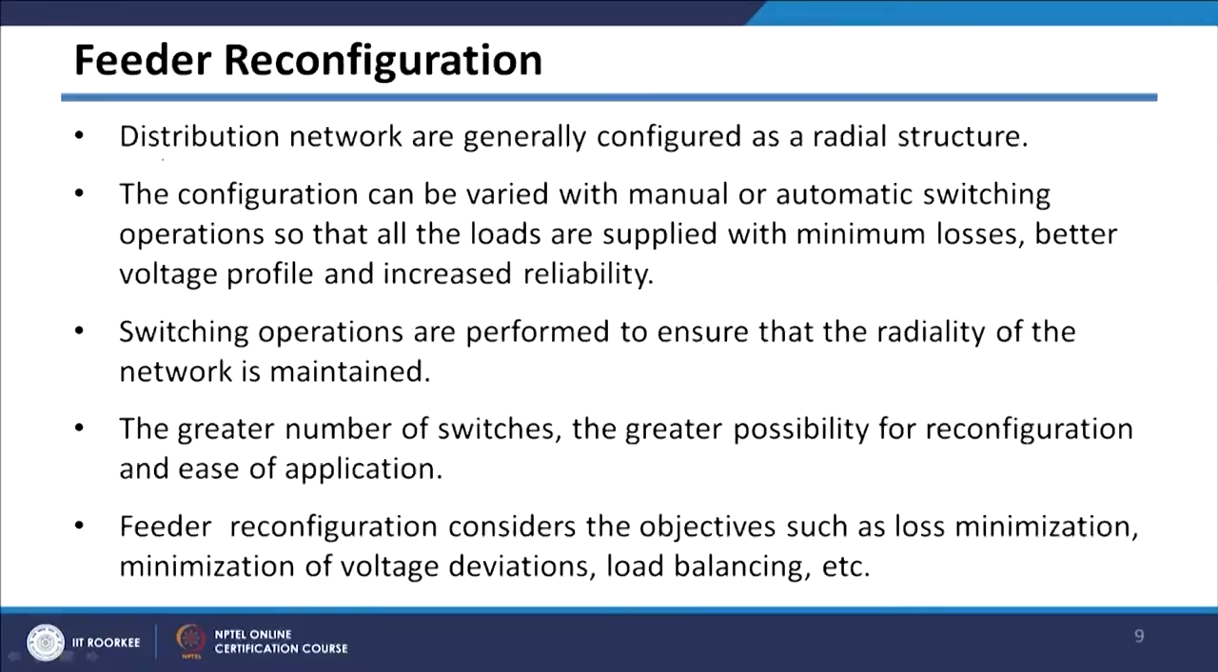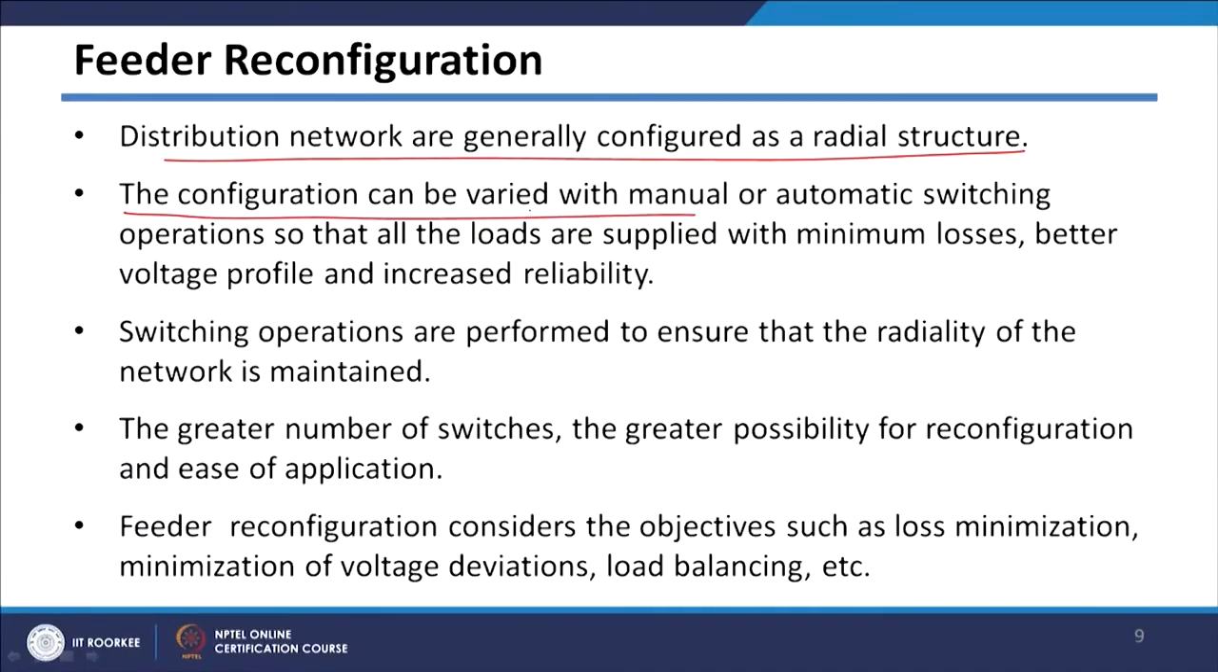The next problem is distribution reconfiguration, also called feeder reconfiguration. We know that distribution networks are generally radial in nature, and if you provide switches at various lines in the distribution system, and if there are some tie lines, then by switching on tie lines and opening some other lines, we can reconfigure the system, and there will be one configuration in the distribution system which will have the minimum loss value.